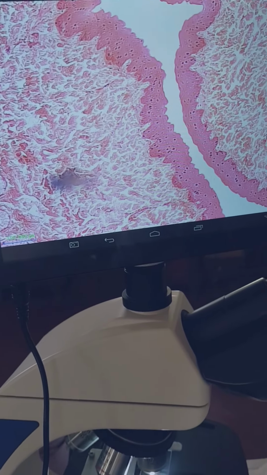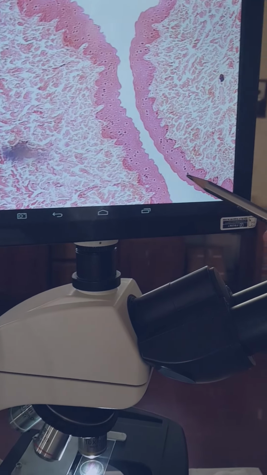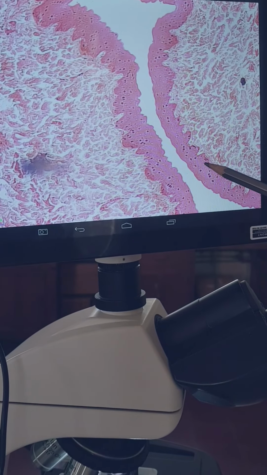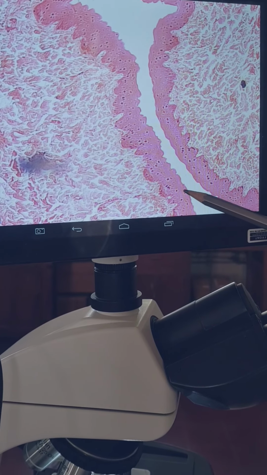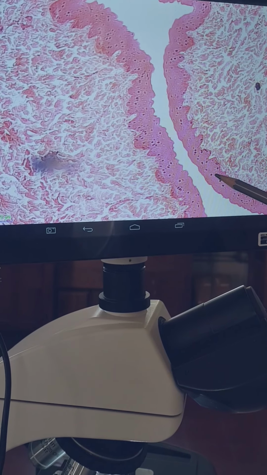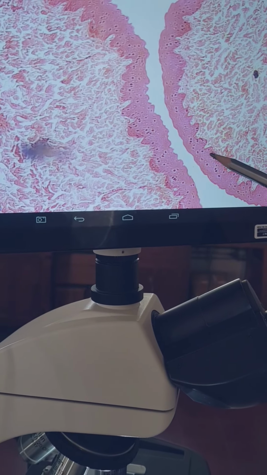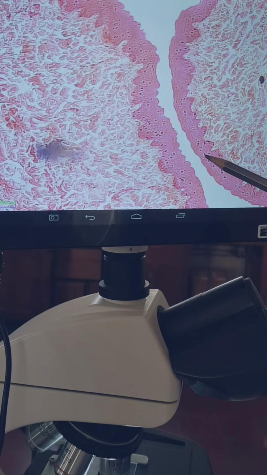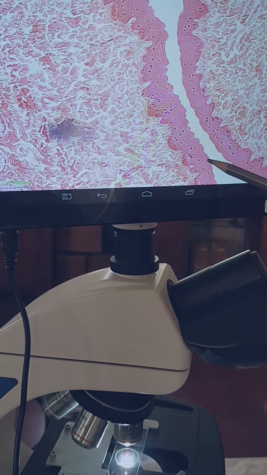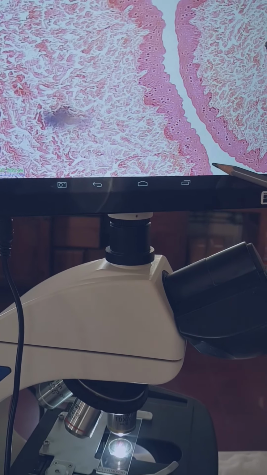After pseudostratified columnar epithelium, we will see the stratified squamous epithelium. Stratified means many layers are there. This is the lining of esophagus. This is the lumen and this is the lining of esophagus. Lining is stratified squamous non-keratinized. Stratification is seen. Basal cells are columnar, middle cells are polyhedral and surface cells are squamous. That's why this lining is called stratified squamous, and there is no keratin over the surface. That's why it is non-keratinized epithelium.